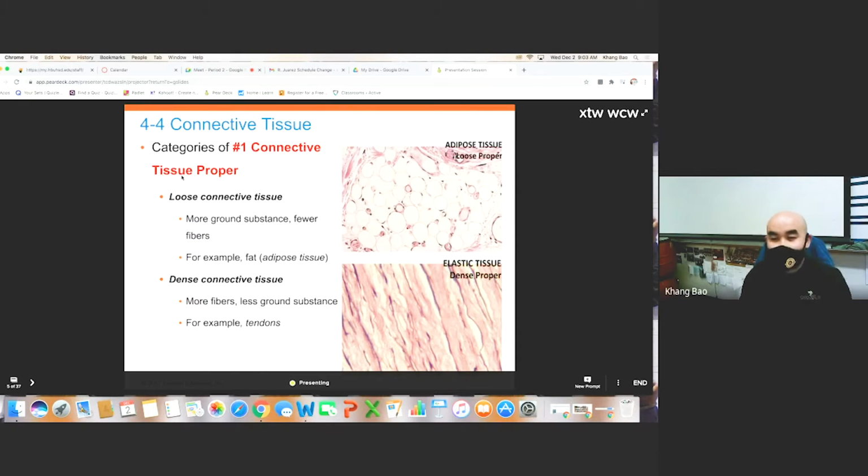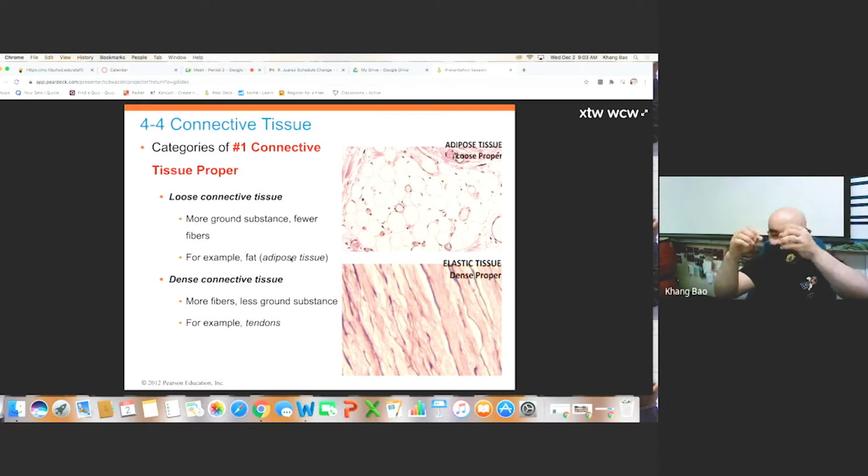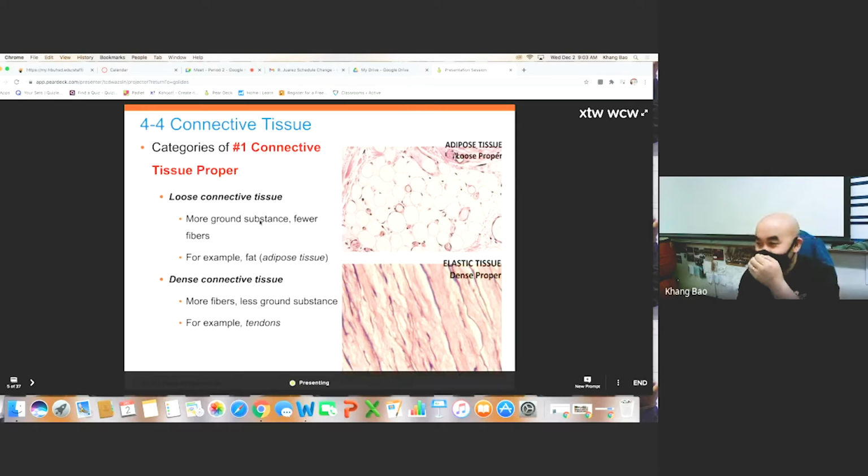So we're going to focus on the first category, which is connective tissue proper. And again, I said the majority of the connective tissue in your body is connective tissue proper. This category is then divided into two smaller categories. One is called loose connective tissue, and the other is called dense connective tissue. Fat is an example of loose connective tissue. That means these cells don't pack tightly together. They connect to each other, but loosely, like fat. Think of fat when you think of loose connective tissue.